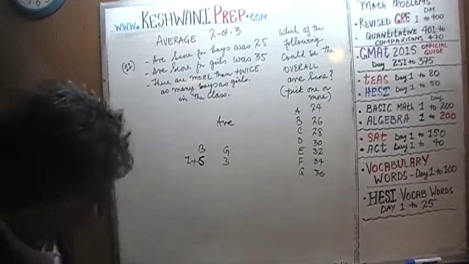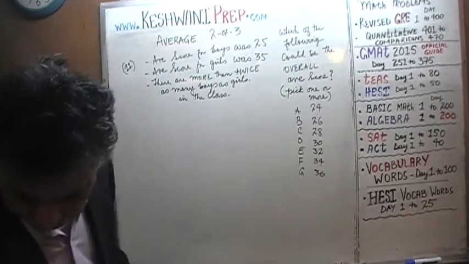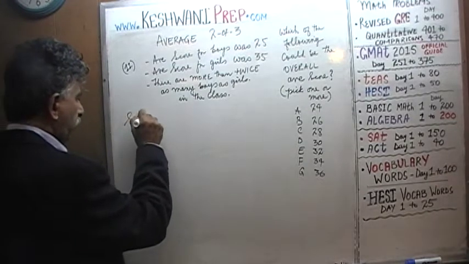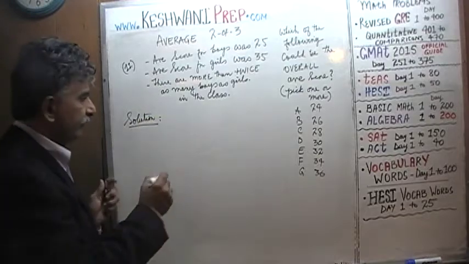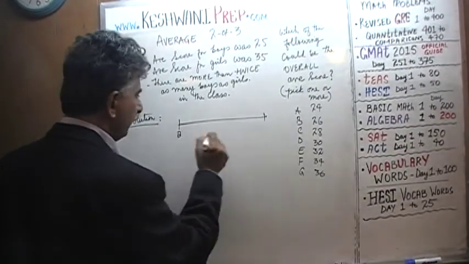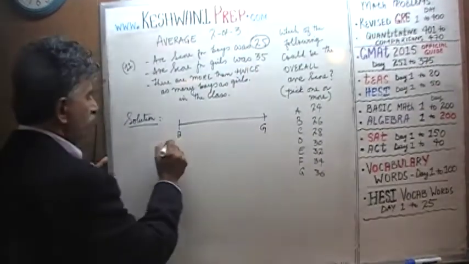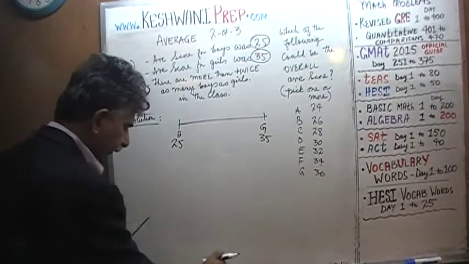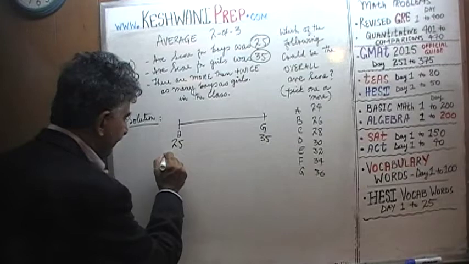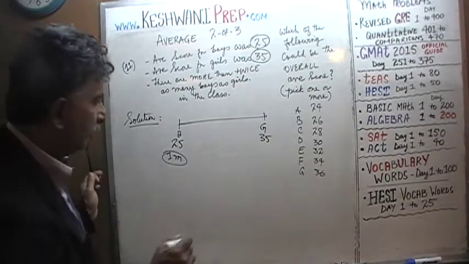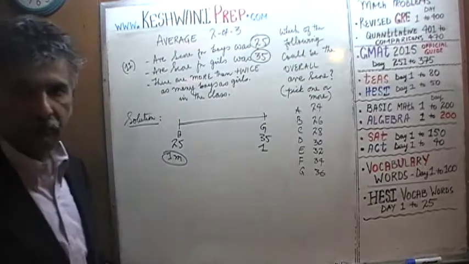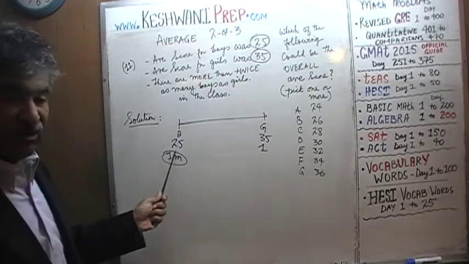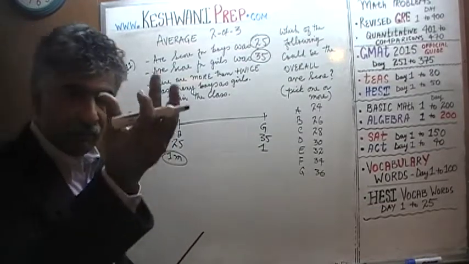All right, here we go. The first thing we need to understand is the solution. Here we have boys, here we have girls, and boys, we are told, score on average 25 points. Girls, on average, score 35 points. Let's pretend that there are 1 million boys and only one girl. Because there are 1 million boys in the class and only one girl, even though she scored 35, boys, since on average they are scoring 25 points, are pulling the average down.